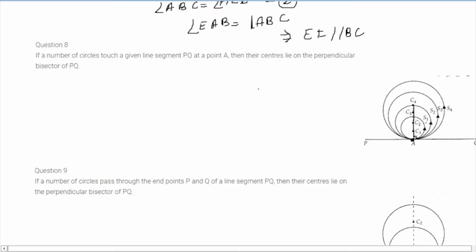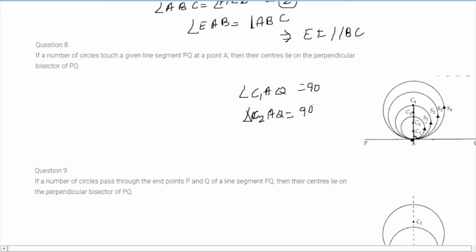If we take the angle C1AQ, this will be 90 degrees. Angle C2AQ will also be 90 degrees. Why? Because PQ is a tangent and A is the point of contact, and C1A and C2A are the radii. So all these angles will be 90 degrees.